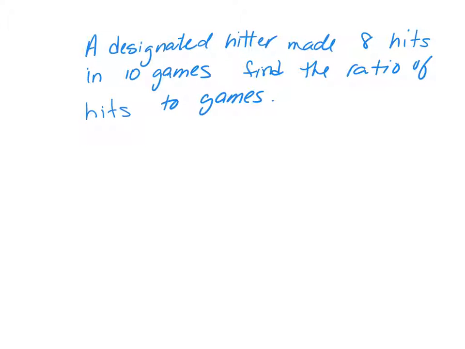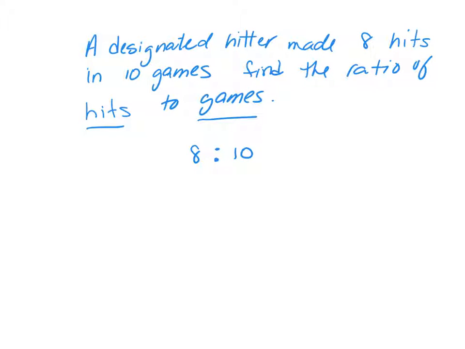A designated hitter made 8 hits in 10 games. Find the ratio of hits to games. What's the first thing the ratio has? How many hits did we have? 8. Ratios are written with 2 dots like that. How many games did we have?